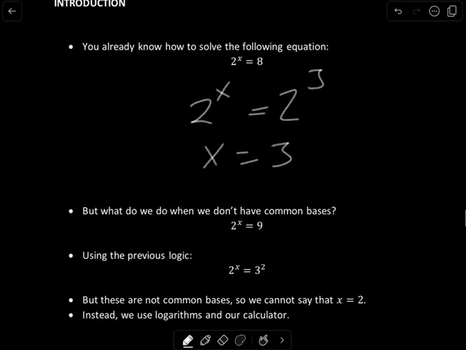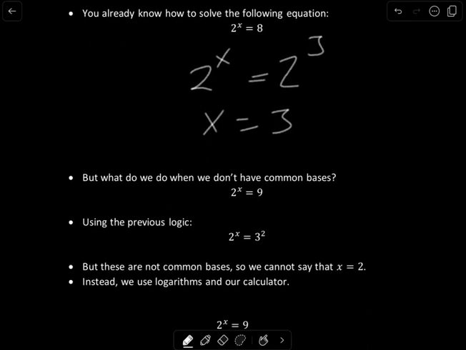But what happens when we don't have common bases, when we can't get our numbers to a common base? For example, consider 2 to the power x is equal to 9. Using the previous logic, let's write them in terms of base and exponent. We'll have 2 to the power x is equal to 3 squared. Now, surely you can see that these are not common bases, so we cannot say that x is equal to 2. Besides, if x is equal to 2, 2 to the power 2 is 4, and we know that 4 is not equal to 9. So we can't use that logic.